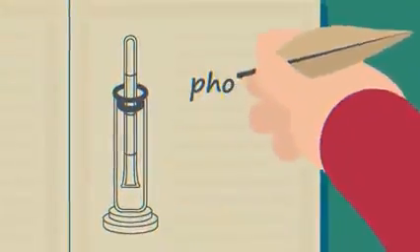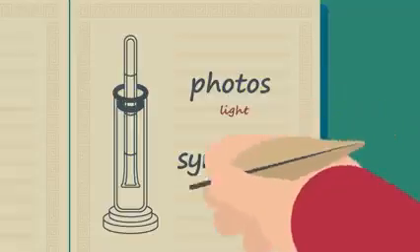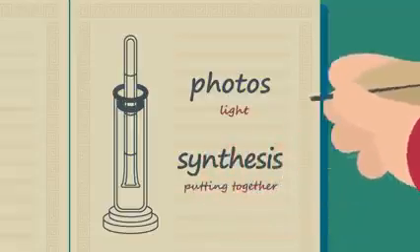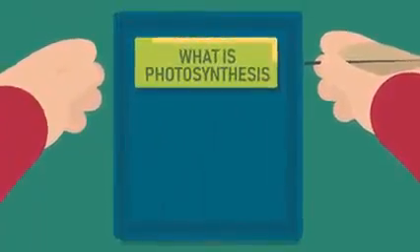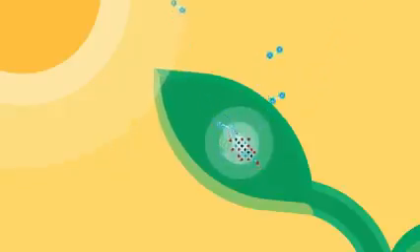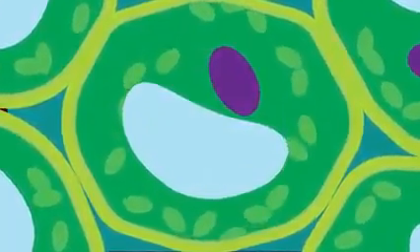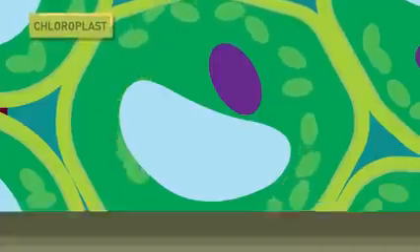You may already know that photos is the Greek word meaning light, and synthesis is another Greek word meaning putting together. However, what is photosynthesis and why is it important? This is the process of making glucose, which is the energy source for most cells. It makes this from sunlight energy, water, and carbon dioxide. Only plant cells can do this. The special organelle within the plant cells responsible for this process is called the chloroplast.